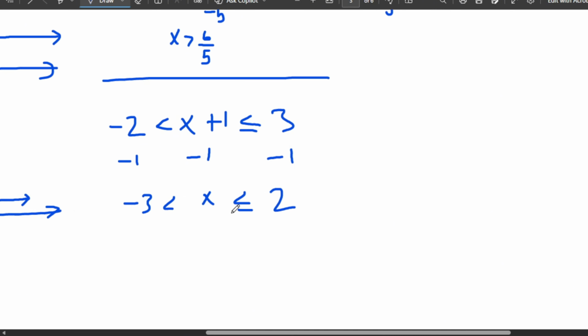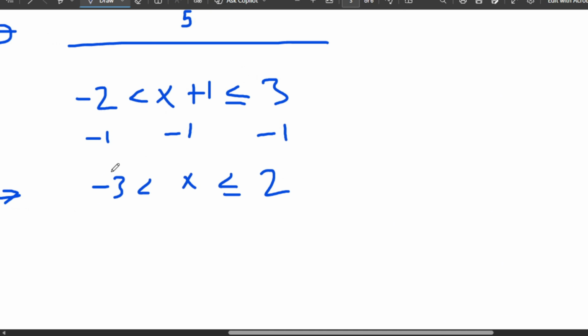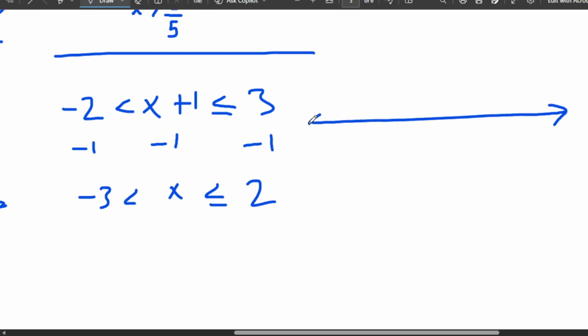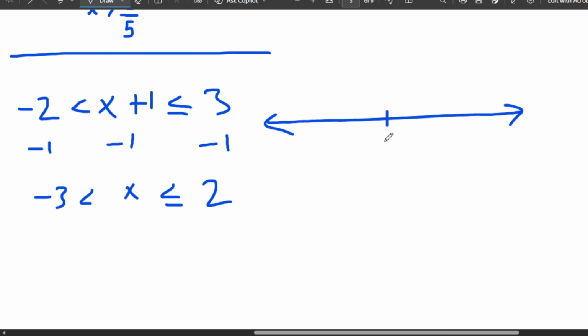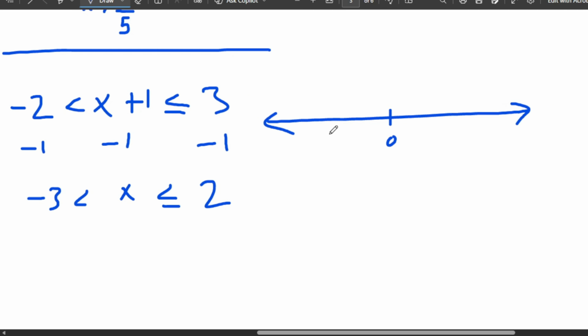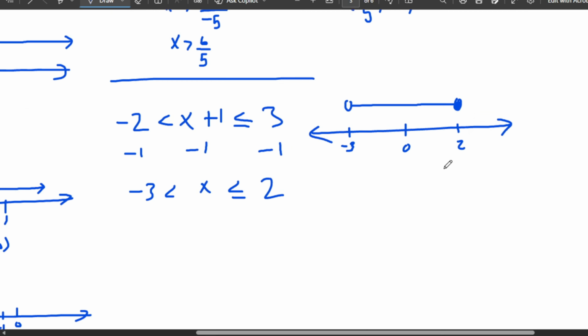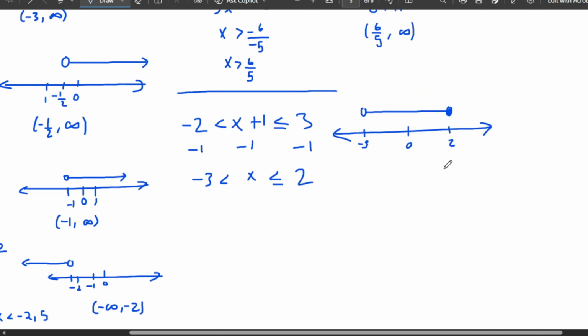So our solution will be x in between -3 and less than or equal to 2. For the number line, this is 0, this is -3, and this is +2. The solution will be in between, with an open circle at -3 and then a closed circle at 2. Okay.